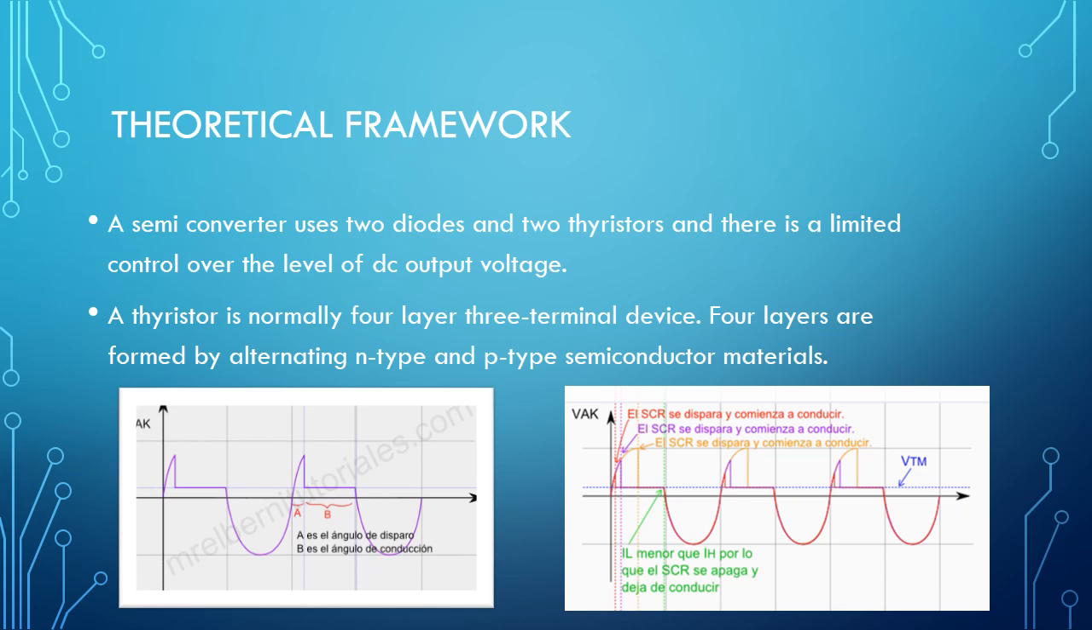Theoretical framework. A semiconverter uses two diodes and two thyristors, and there is limited control over the level of DC output voltage. A thyristor is normally a 4-layer, 3-terminal device. The 4 layers are formed by alternating N-type and P-type semiconductor material. As you can see, there is a wave of the output signal of the SCR that we are looking for.